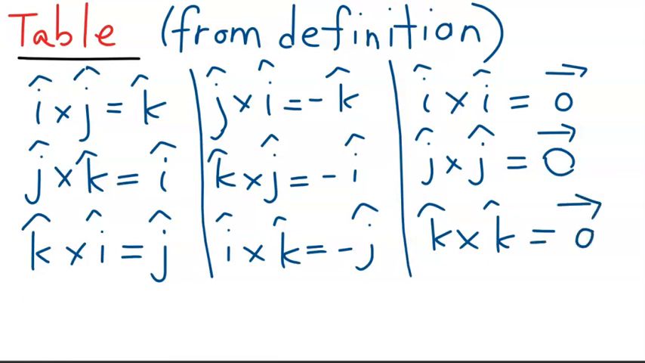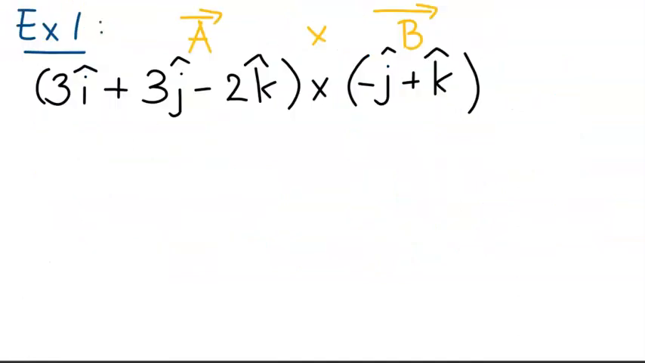Now we can use these results to determine the vector product, or cross product, between any two generic vectors, as we shall see next. In this example, we have two vectors a and b, and we want to take the cross product of a and b. Both a and b are expressed in i hat, j hat, and k hat form. So let's do it term by term.